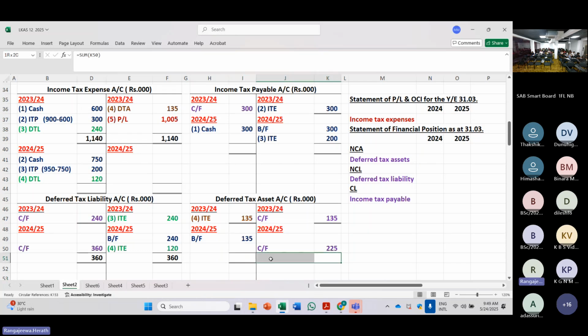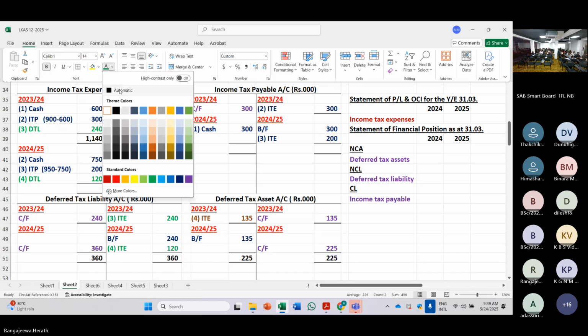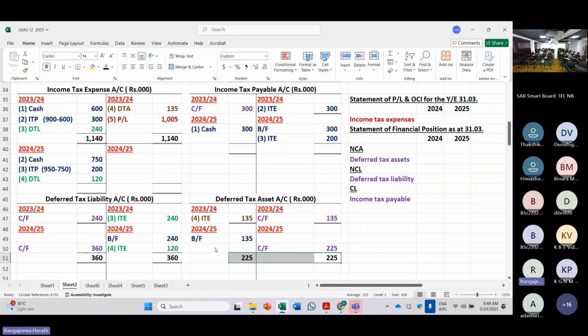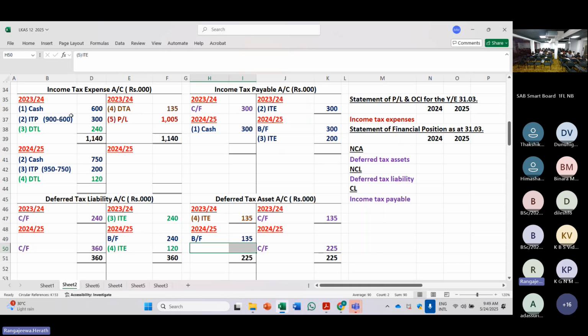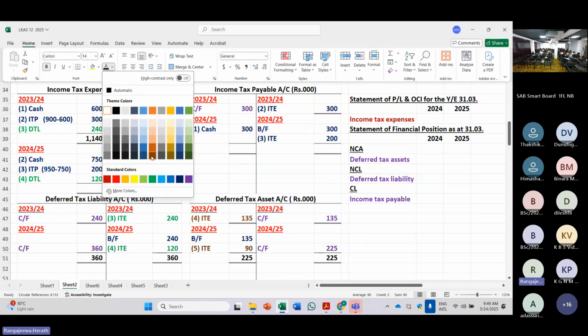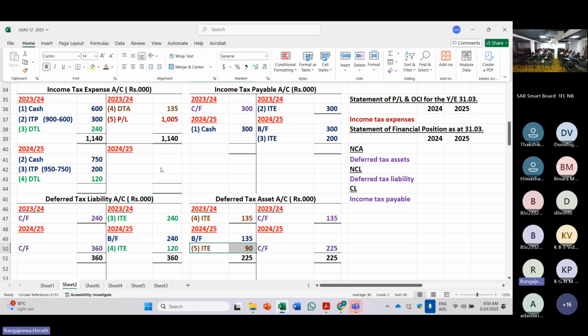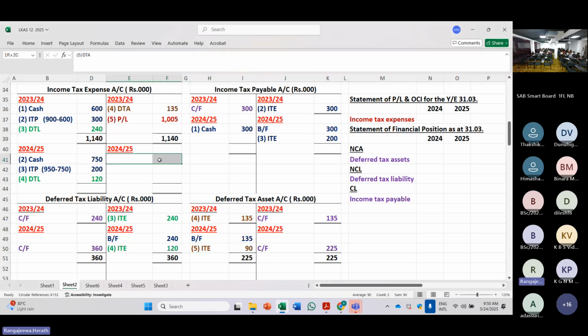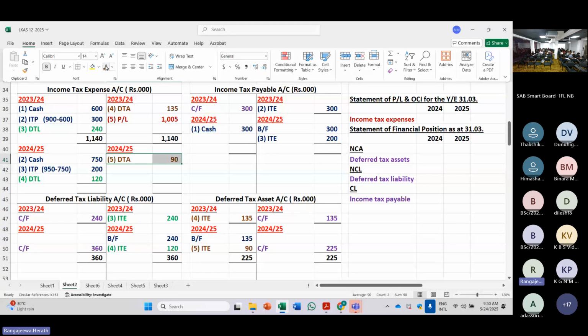Now deferred tax asset, year-end balance 225. But opening balance 135. So increase in the deferred tax asset, that is the new deferred tax asset creation by 90. Debit deferred tax asset, credit income tax expense. Deferred tax liability created with the income tax expense debit, deferred tax liability credit. When the deferred tax asset is created, deferred tax asset debit, income tax expense credit.